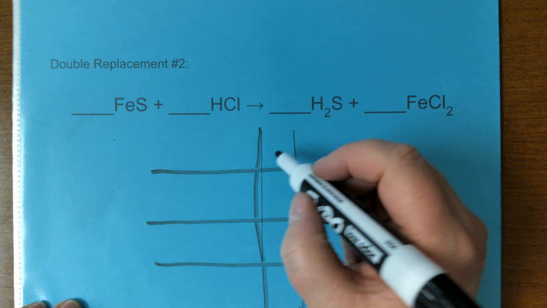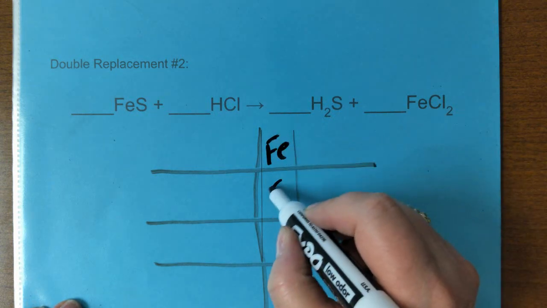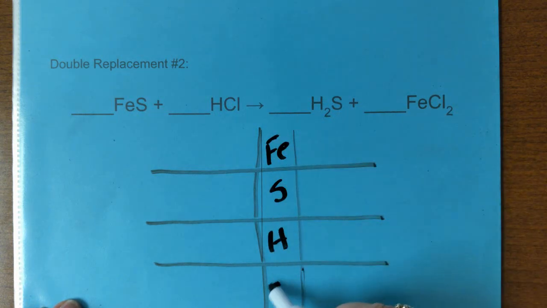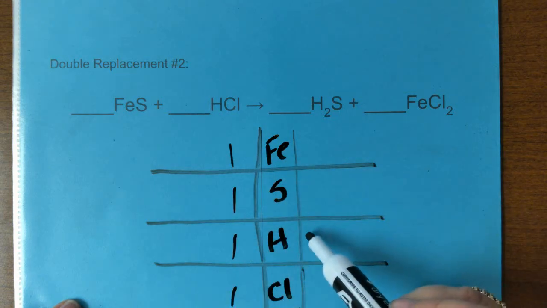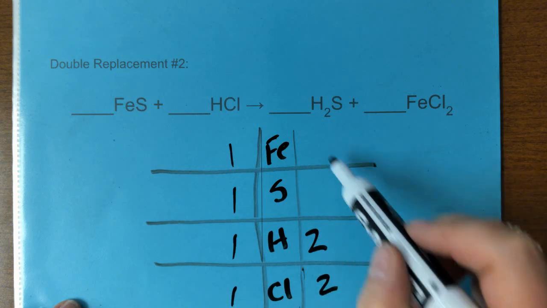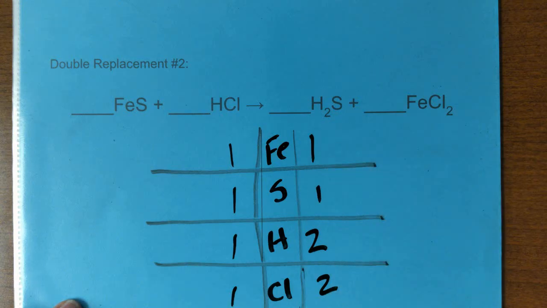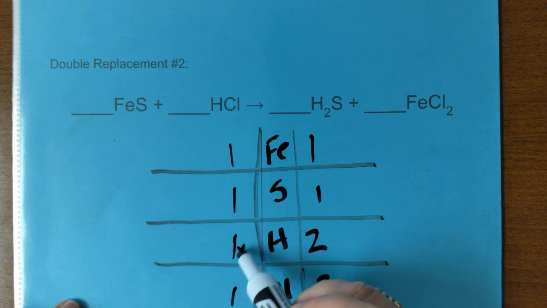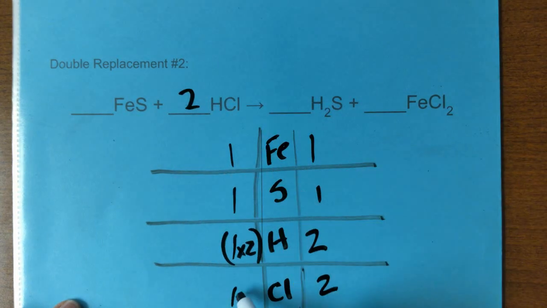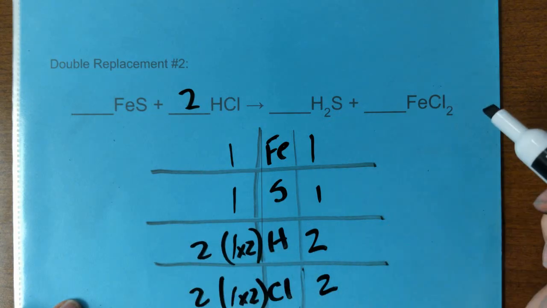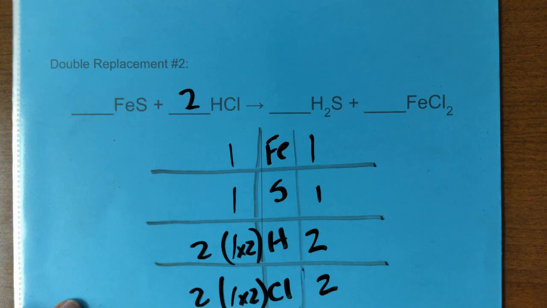All right, in this one I've got iron, sulfur, hydrogen, and chlorine. 1 of each on this side. I've got 2 and 2 here, and 1 of each of those. So to balance hydrogen on this side, I would need to multiply it by 2. Find hydrogen. It also changes chlorine to 2. And once I put a 2 there, I'm balanced.